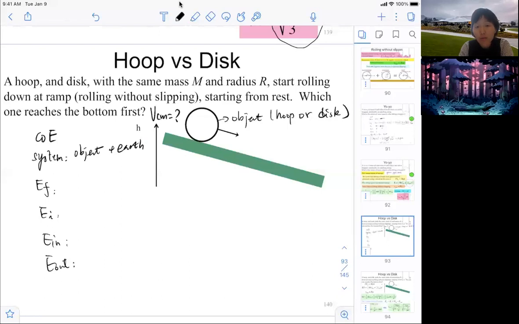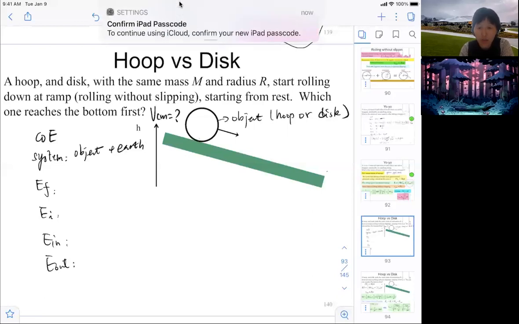Because if you include the Earth in your system, then the gravitational force between the object and the Earth is no longer an external force. You don't have to think about the work done by this force. So the initial moment, I assume, is at a height h at the top of the ramp, and finally it is at the bottom of the ramp.